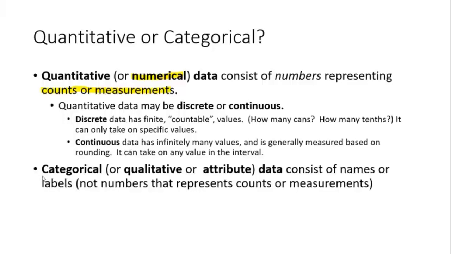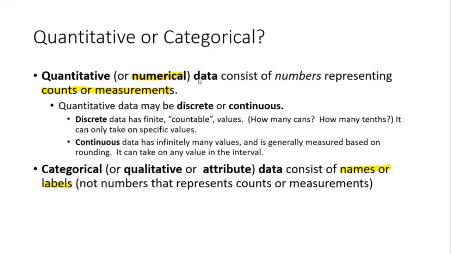Then what if it's not quantitative? What if it's not a number? Then it's categorical. And categorical data deals with names and labels. So like that jersey number, that's just a label. That's categorical data. That's still just a label. So you can talk about player number such and such. Okay, so names and labels, categories.